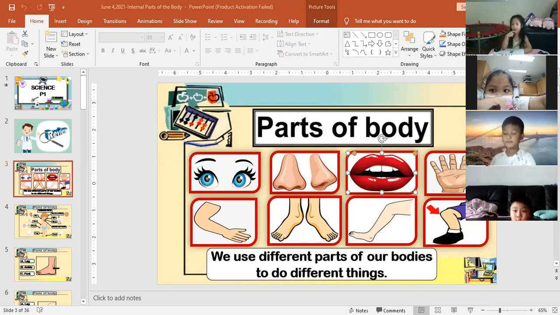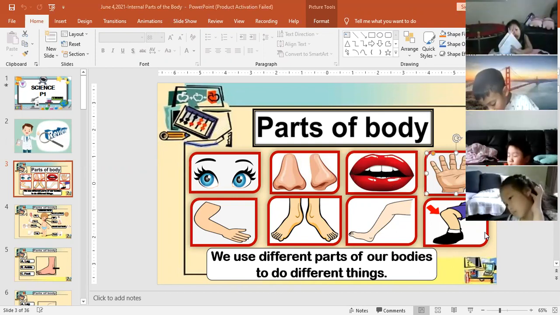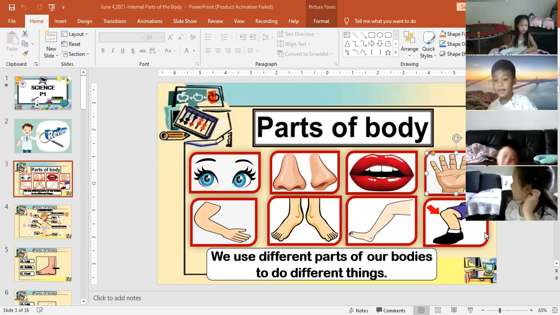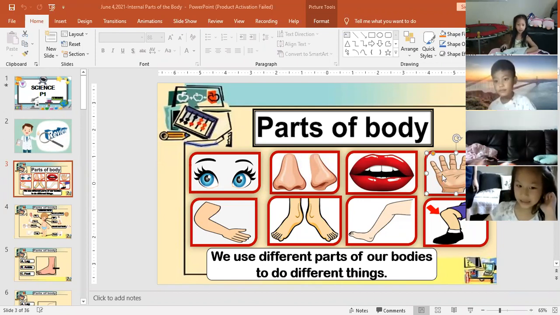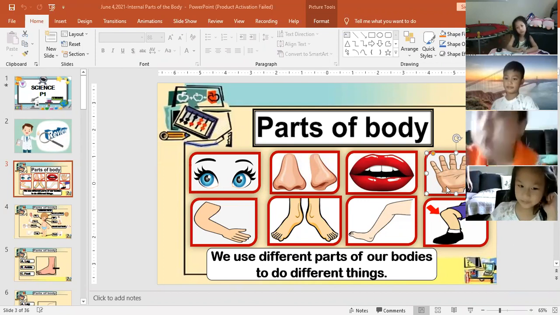How about this one? What part of the body is this? It starts with letter H. I will call Purichaya. Purichaya. What part of the body is this? This one is hand. Hand, very good.